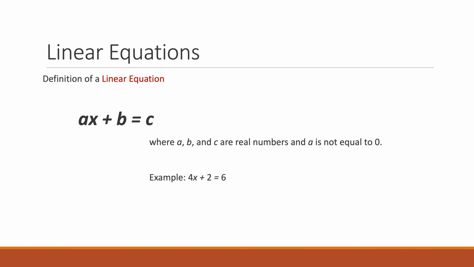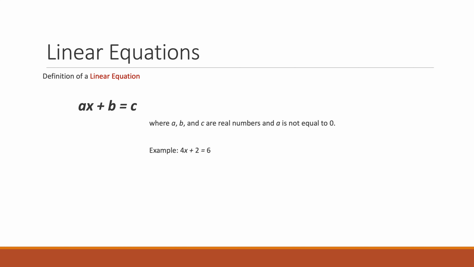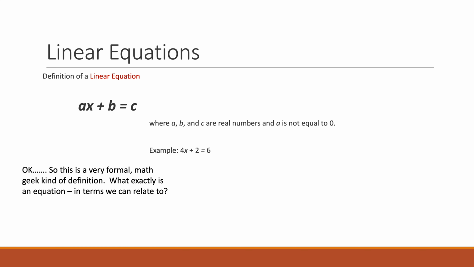First off, the definition of a linear equation is something like this. Ax plus b equals c, where a, b, and c are real numbers and a is not equal to 0. For example, 4x plus 2 is equal to 6. Personally, when I see something like this, I do not like it. This is a very formal math geek kind of definition. Normal people don't walk around talking like this.